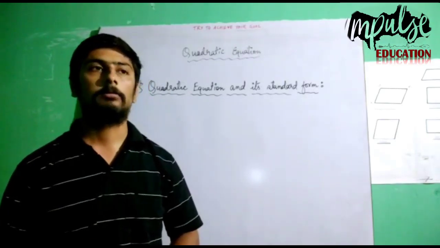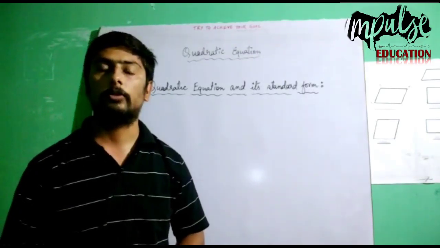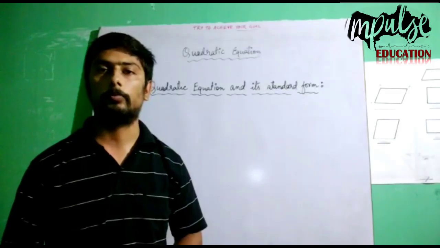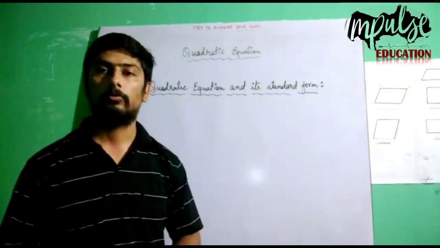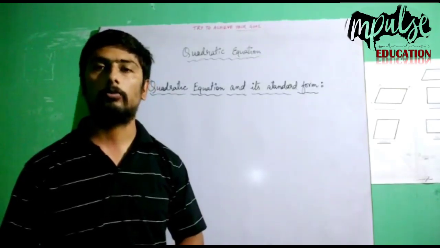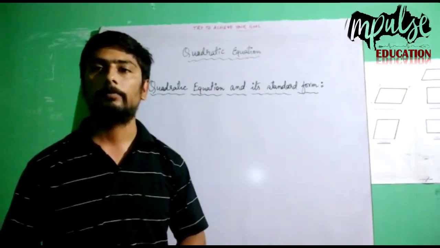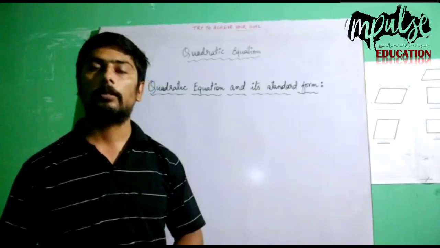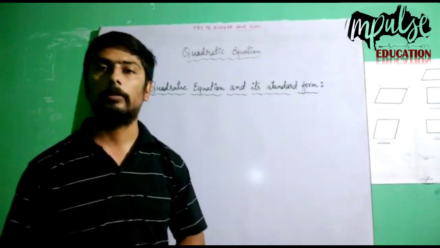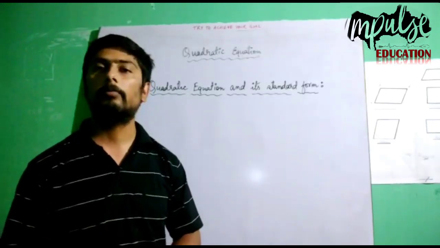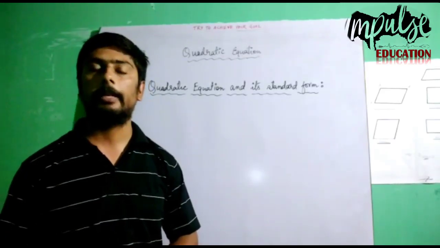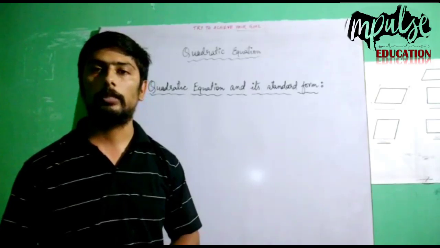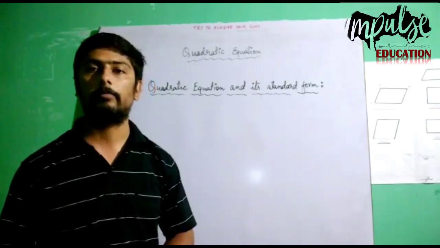So in chapter 2, that is polynomials, you have learned about quadratic polynomial. You have already heard this word quadratic in the second chapter. So what was the meaning of quadratic polynomial? You have to revise that again. Quadratic polynomial means a second degree polynomial. That is, if the degree of a polynomial is 2, then that polynomial is said to be a quadratic polynomial.